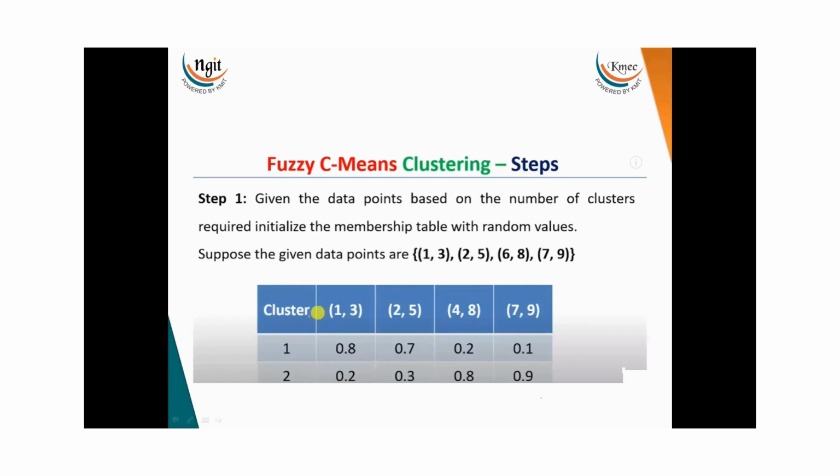So it should always be equivalent to 1 whenever you are filling these random values in the membership table. So, clear, the first step is that we are preparing a membership table with random values of probability for each data point.